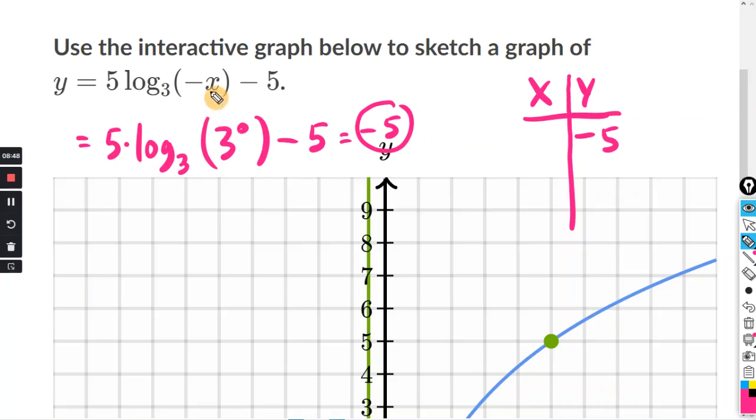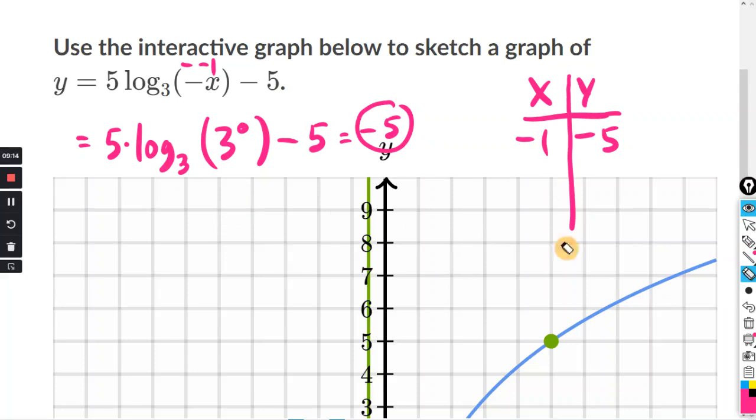What value of x would make this 3 to the 0? Well, 3 to the 0 is just 1, but this is negative x. So if we took the negative of negative 1, that would make this equal to 1, which is the same as 3 to the 0. So at x equals negative 1, y equals negative 5.